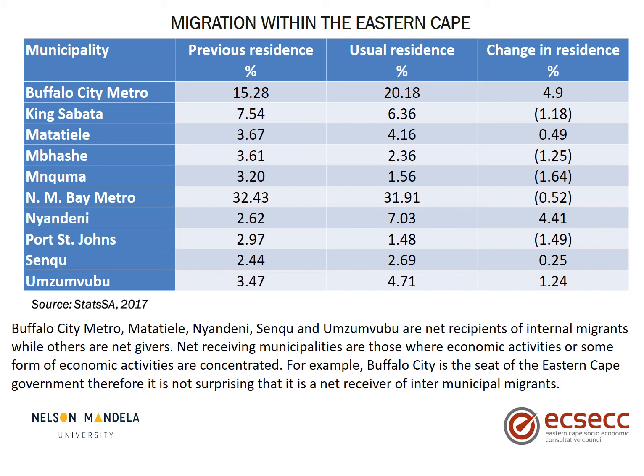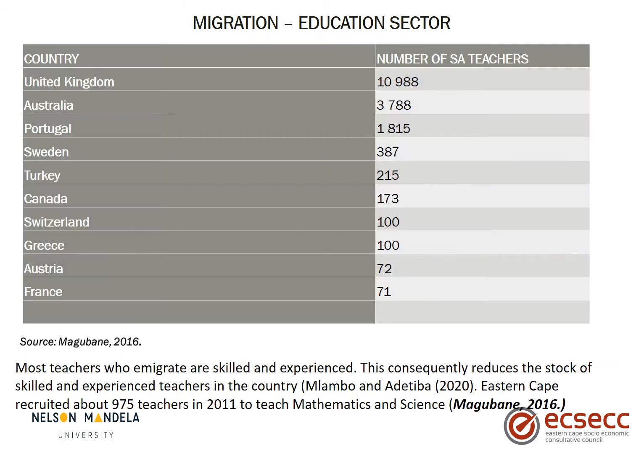Sorry, they are the net recipients of internal migrants now, and this can be explained. For example, Buffalo City is the seat of the Eastern Cape government, and therefore it's not surprising that it is the net receiver of internal migrants.